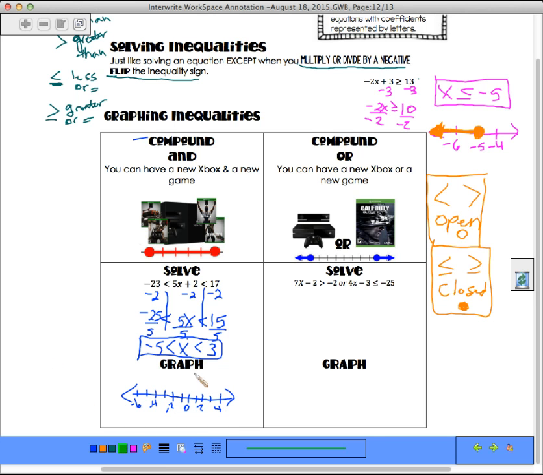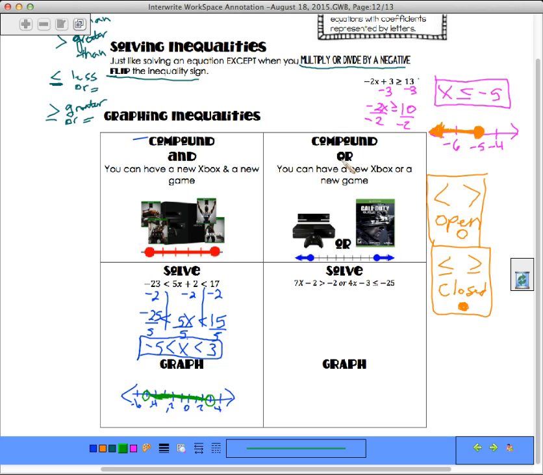Because I do not have the or equal to part, there's no line underneath, I only have these symbols. I'm going to have an open circle at negative 5 and an open circle at 3. X is in the middle, so my shading's in the middle. And it's easy as that. There we go. There's my final answer.